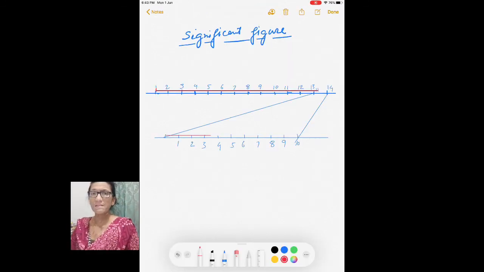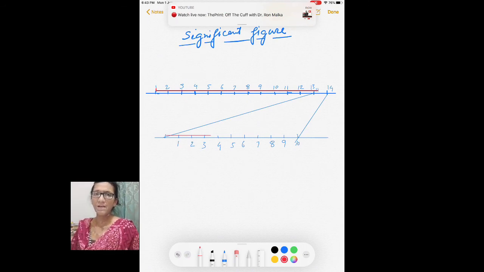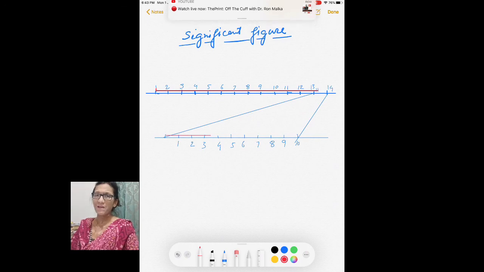Next topic is significant figures. Significant figures very clearly state the accuracy and precision of any measurement.